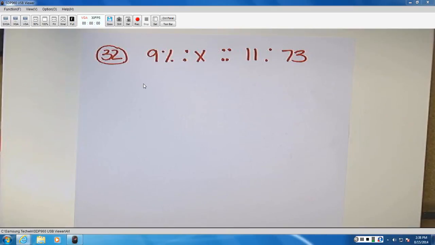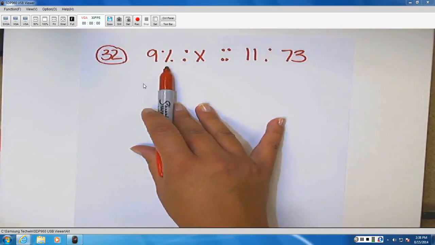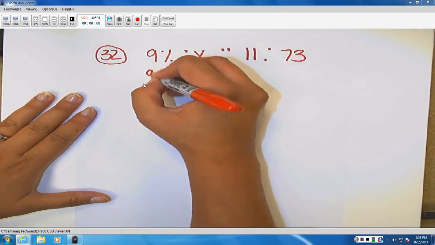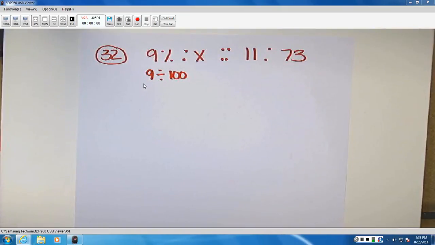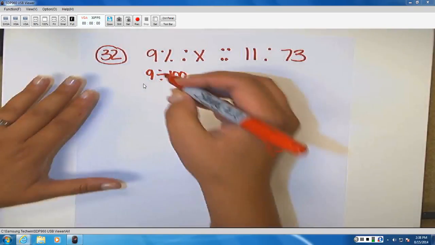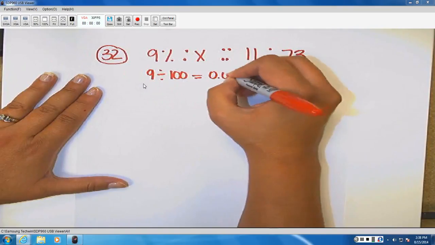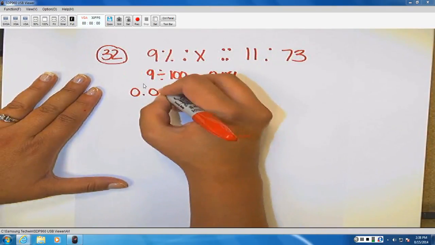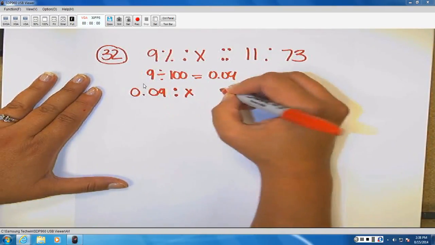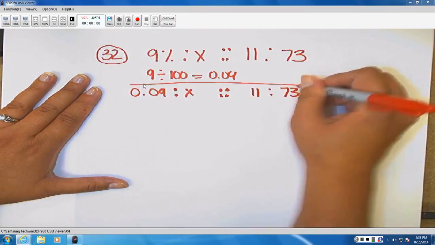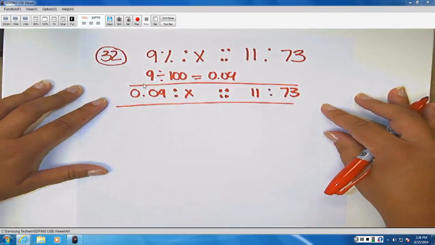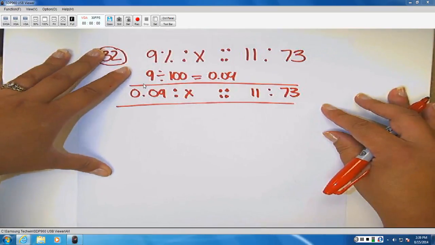So the very first thing we're going to do is take 9% and get rid of the percentage sign. So in order to do that, we're just going to take 9 and divide by 100. So 9 divided by 100 equals 0.09. So now let's set up our proportion like that. So we're going to have 0.09 is to x as 11 is to 73. So this is our new proportion when we get rid of that 9% by dividing by 100.